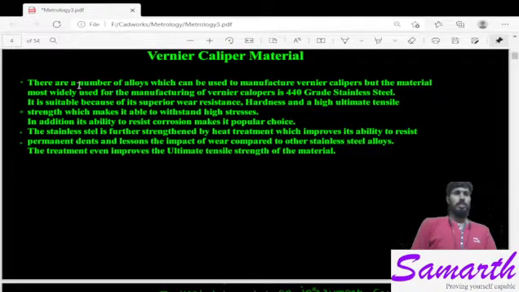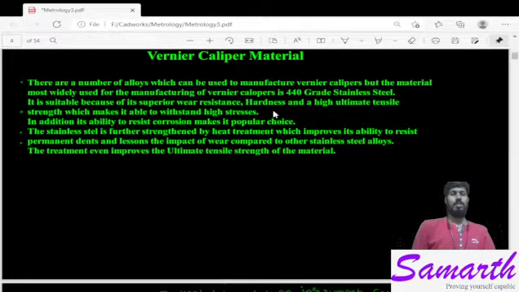Now we will see the material used for the manufacturing of the Vernier caliper. There are a number of alloys which can be used to manufacture Vernier caliper, but the material mostly used is 440 grade stainless steel. Stainless steel is used to resist stain, that means rust. It is suitable because of its superior wear resistance, hardness, and a high ultimate tensile strength, which makes it able to withstand high stresses.